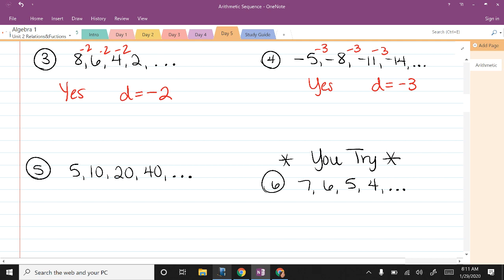You have to add or subtract the same number every time, right? So this one adds 5. This one adds 10. Then it adds 20. So I see what it's doing. It's doubling the amount every time, but it's not adding. So no, this is not arithmetic. This would be what we call geometric. Okay?